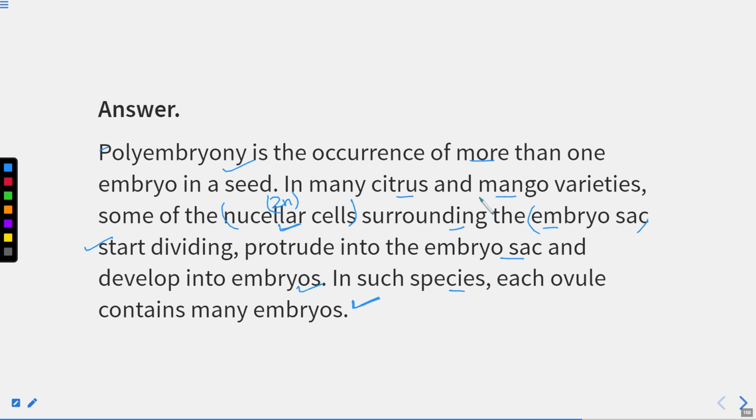Usually, embryos develop from where? It develops from the egg cell. The egg cell fertilizes with the male gamete, and then what is formed? A zygote is formed, which is diploid, and then from the zygote, what will form? The embryo. But here, the embryo is forming from the nucellar cells.